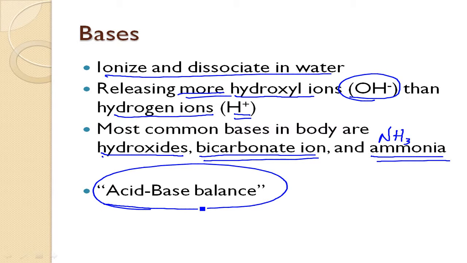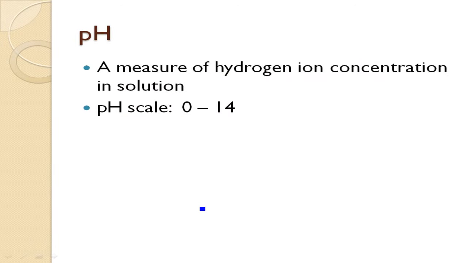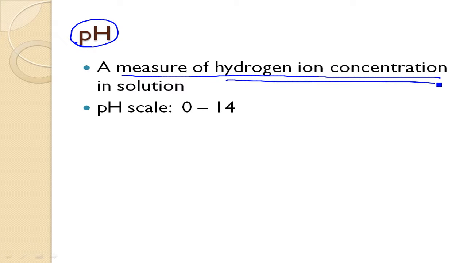So again, I'm going to be referring you to the interactive physiology on the acid-base balance. Let's take just a second before we do that, though, and let's talk about what pH is. pH is simply a measure of the concentration of hydrogen ions in solution. And the scale typically runs from 0 to 14 when you're measuring the pH of anything, any solution.